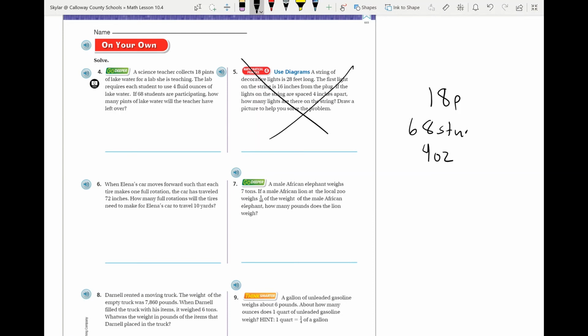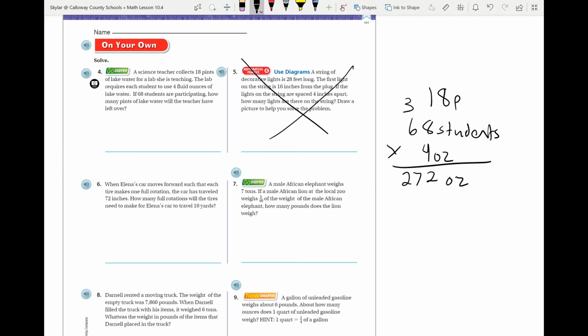students times 4 ounces. 4 times 8 is 32. Carry your 3. 4 times 6 is 24. Plus 3, 27. So you're going to need 272 ounces for all the students.